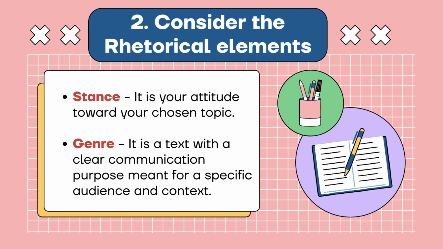Genre. It is a text with a clear communication purpose meant for a specific audience and context. Readers and writers expect specific texts to follow a particular form or pattern and write or read this text accordingly. So, genre in academic writing refers to the various categories or types of texts. It covers a range of formats such as research papers, essays, literature reviews, case studies, and dissertations. Each with its own distinct characteristics, form, structure, style, tone, and argumentation.